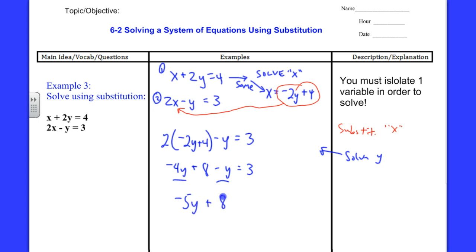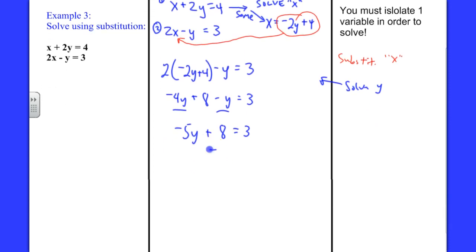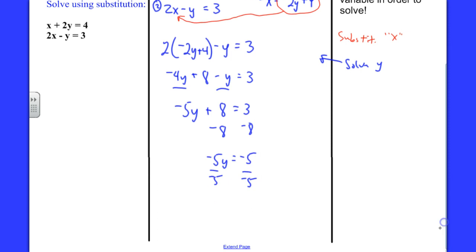Again, this is all first semester algebra stuff we should know by now. And now I'm going to subtract 8 from both sides. And 3 minus 8 is equal to negative 5. We divide that by negative 5, and this one's going to turn out really nice for us, isn't it? We end up with y is equal to 1. Good, we don't have to deal with a fraction this time.